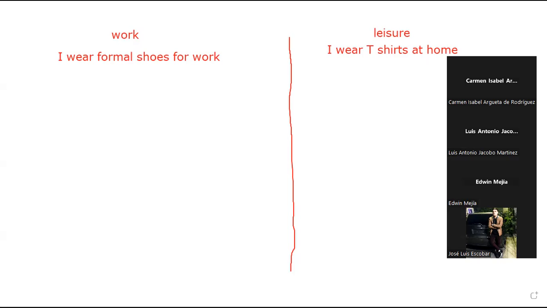I wear jeans for work. Nice. It's interesting. I wear boots for work and cap. Okay, Luis. I wear shorts and shirt at home. Nice. Relaxing, right, Luis Antonio? Good. Anybody else?